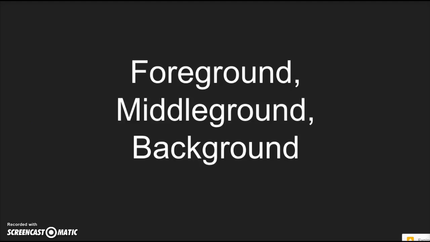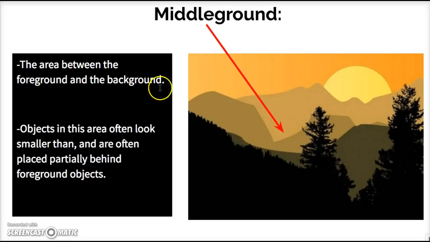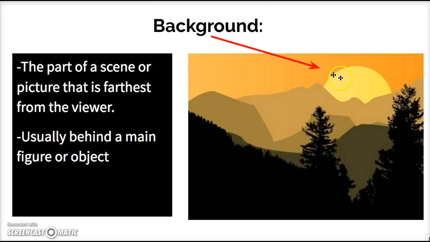One of the ways that you're going to do this as well is thinking about a foreground, middle ground, and background. So what do I mean by that? When I talk about a foreground, I'm basically talking about the part of the scene closest to you and in front of the viewer. So in this silhouette of the trees here, these trees are in the foreground. Then you have the middle ground, the area between the foreground and background. These objects tend to look smaller and are usually somewhat hidden by the objects in the foreground. And then of course you have the background, so whether that's sky, the sun in the background, whatever it might be.